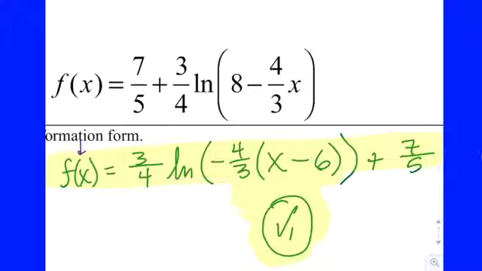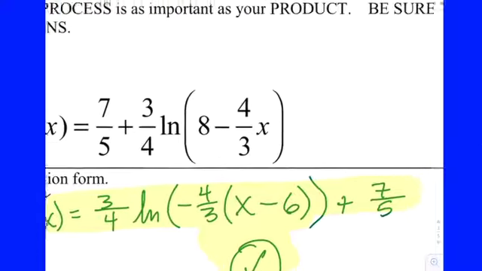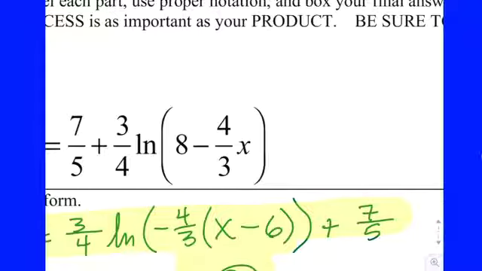So f of x equals, the 7/5 goes to the back, so I threw them in the back. The 3/4 is your a value, the natural log. So really the only thing we need to do is the inside. So I'm going to do that in 2 steps here. I'm just going to go off to the side.